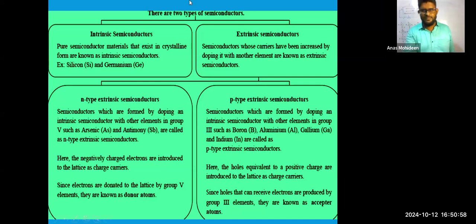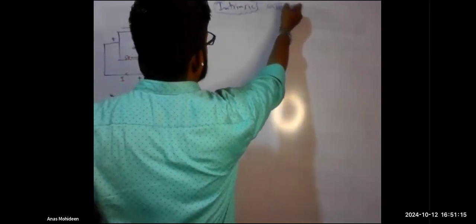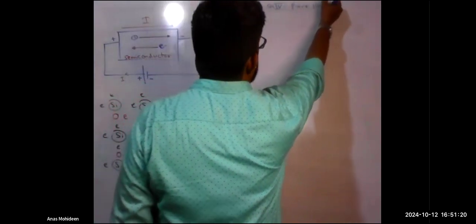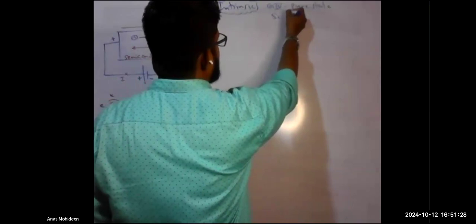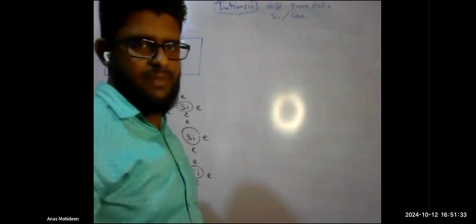Have a look here. So, what is intrinsic now? Intrinsic refers to the pure crystalline state of group 4 elements. Who are the major examples? Silicon, germanium. These are the main examples. Okay?